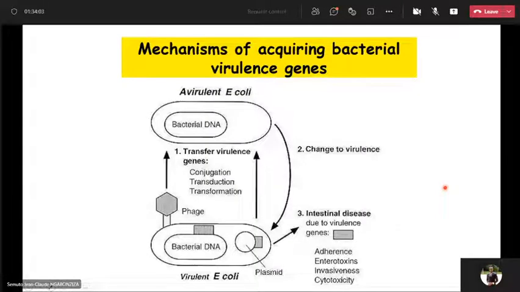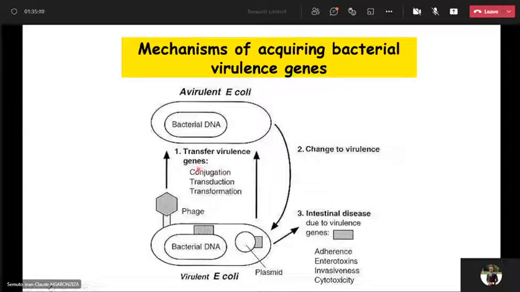So some bacteria can acquire virulence genes. Here we have an avirulent E. coli. That means it cannot cause disease. This is part of the normal flora in the gut. It doesn't have any problem. But this is a pathogenic or virulent E. coli because it acquired some factors. We have here virulence genes in their chromosome or on plasmid. We already know plasmid, we know the chromosome. It can have virulence genes which are acquired, not originally with this bacteria. And this bacteria is able to share these genes, this plasmid, to this one and change it from avirulent to virulent. And this can happen by three phenomena that we already discussed: conjugation, transduction, and transformation.